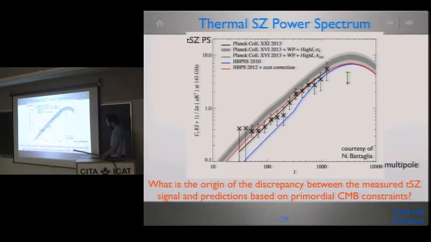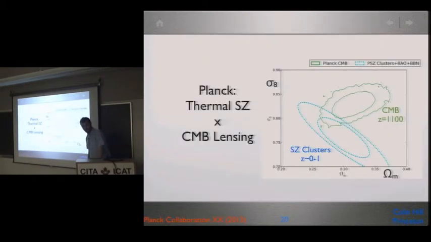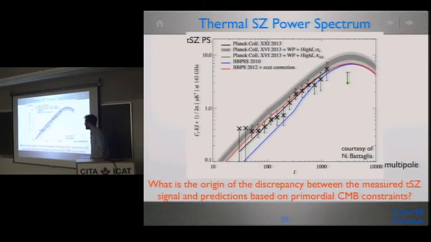So this is essentially what I was starting to talk about. What's the origin of this discrepancy? So I'm going to talk now about some work that I've done since the Planck data. Was the gray band using the Arnaud pressure profile? No, these are all using the Battaglia pressure profile. Yeah, this is done by Nick. The Battaglia one doesn't fix it either.